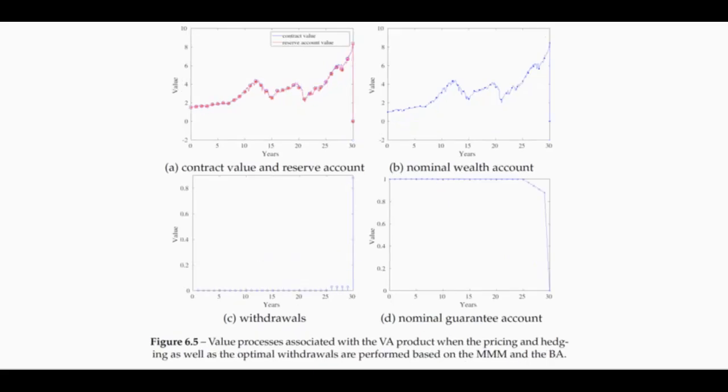And finally, if both the policyholder and the insurance company maintain the view of the minimum market model, they will agree with each other in terms of contract values, which equal the reserve account value, and the reserve account terminal value becomes essentially zero after the contract expired.